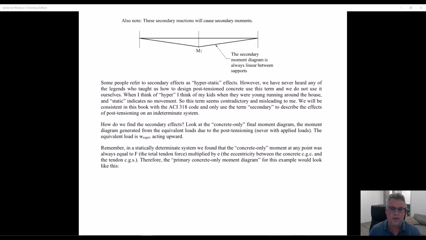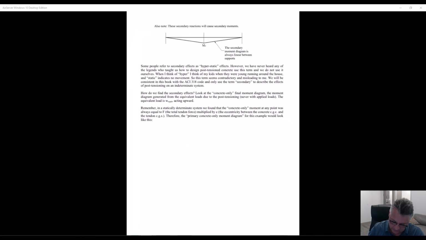I don't even know what that means. I think hyper means that my kids are spazzing and bouncing off the walls. And how you can be hyper and static at the same time, I don't know. Because it seems like you can either be hyper or you can be sitting static. But I don't know how you're both at the same time. Anyway, secondary effects.